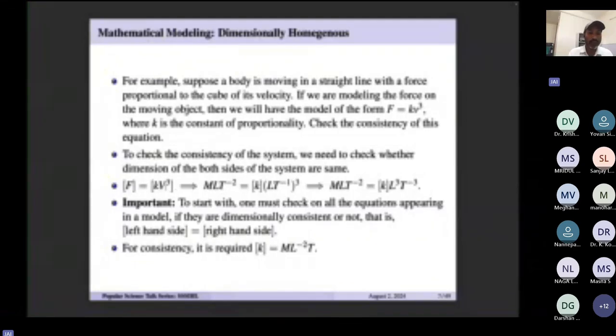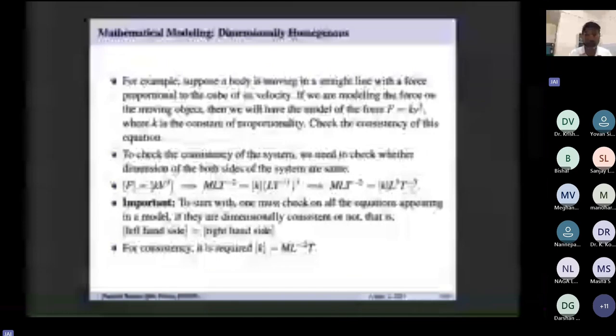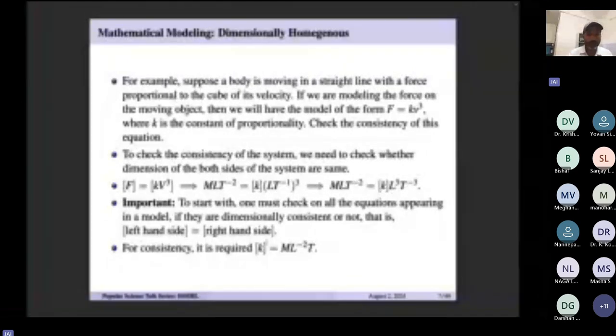And the dimension of kv cube is nothing but the dimension of k times (LT^-1) to the power 3, and then you will get MLT^-2 equal to the dimension of k times L^3 T^-3. So if you want to make this equation F equal to kv cube dimensionally homogeneous, then you have to set the dimension of k in such a way that the left-hand side and right-hand side are the same. So you have to set the dimension of k as ML^-2 T. Whenever it is multiplied with this, then both sides will have the same dimension.